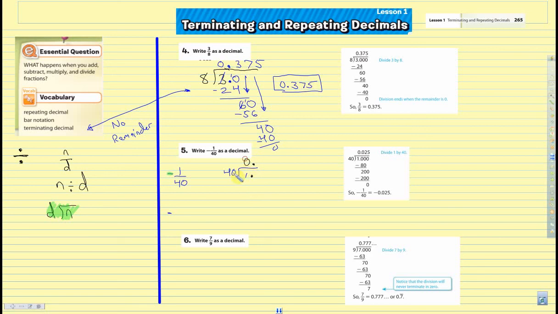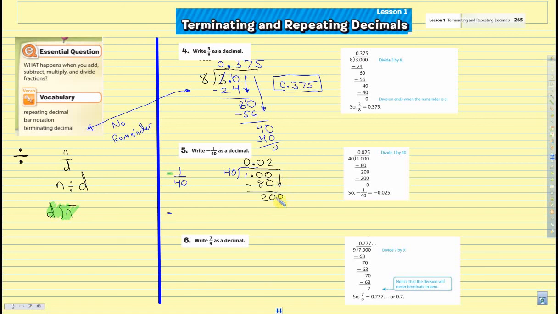We know it goes into 1 0 times. Well, 1.0 is still 1. Does it go into 10? No, not yet. Extend this bar out a little bit longer. Does it go into 100? Sure. Let's try twice. 2 times 40, you get 80. 100 minus 80, that gives me 20. Well, bring down another 0. We have a continual supply of zeros.